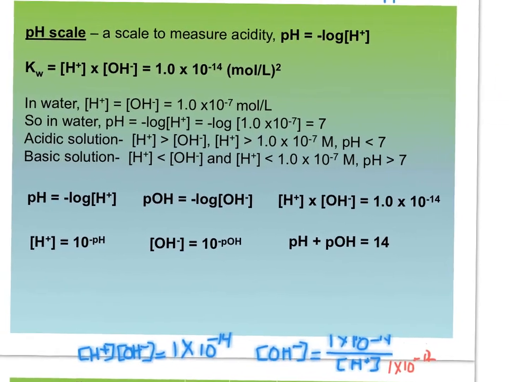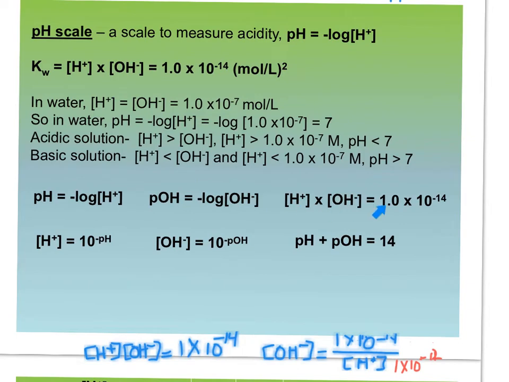Now take a look at this equation again, right here. Let's say you take negative log of this equation. Negative log of H plus is called pH. Negative log of the OH minus is called pOH. When you have two numbers that are multiplied, you take the log of that, you add them. Negative log of 1.0 times 10 to the negative 14 is 14. You get this equation. pH plus pOH is always equal to 14.